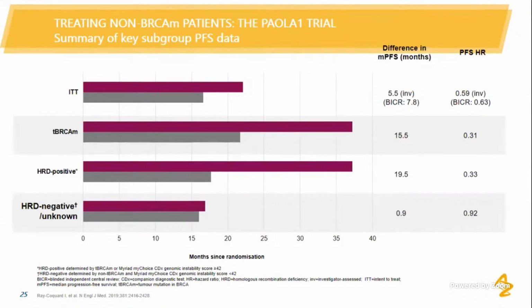Again, the pink histograms are for olaparib with bevacizumab. They are longer than the placebo.